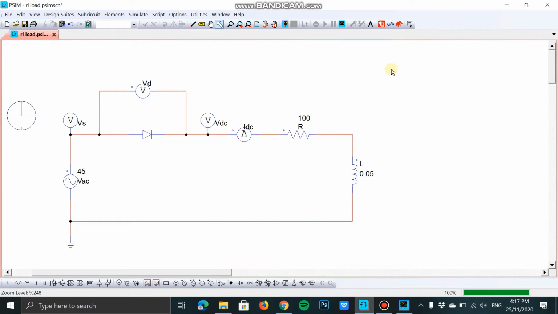Okay, now let's move on to the RL load. Basically, we just add an inductor to the circuit. The value of the inductor is 0.05. Okay, let's move on to the result.